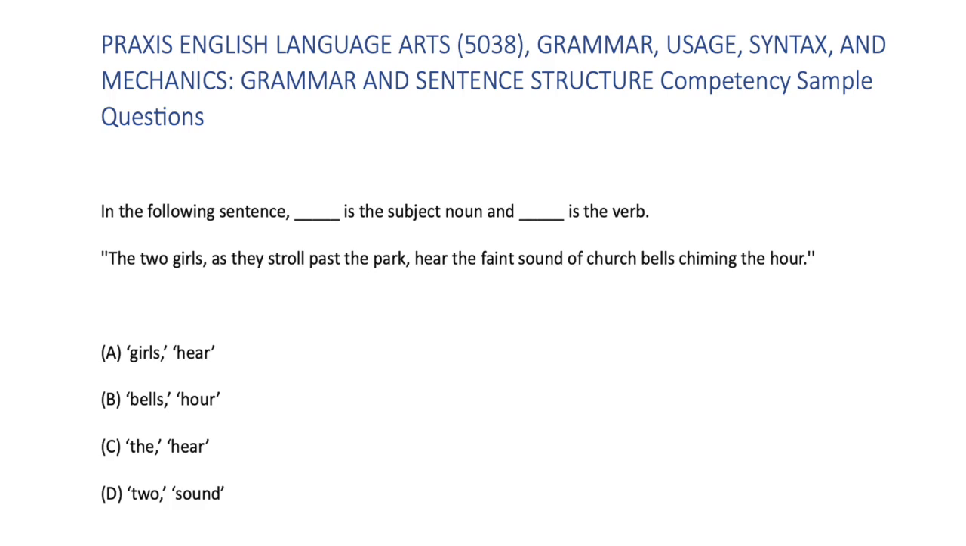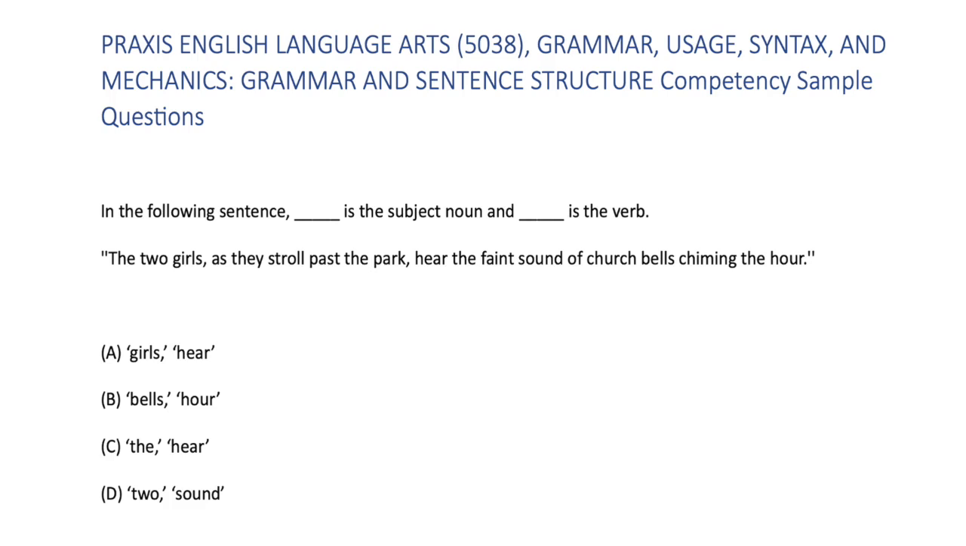Let's break down the sentence to identify its true subject noun and main verb. The two girls, as they stroll past the park, hear the faint sound of church bells chiming the hour. Let's find the main clause here. If we eliminate the extra information, as they stroll past the park, we have the core sentence which reads, the two girls hear the faint sound of church bells chiming the hour.